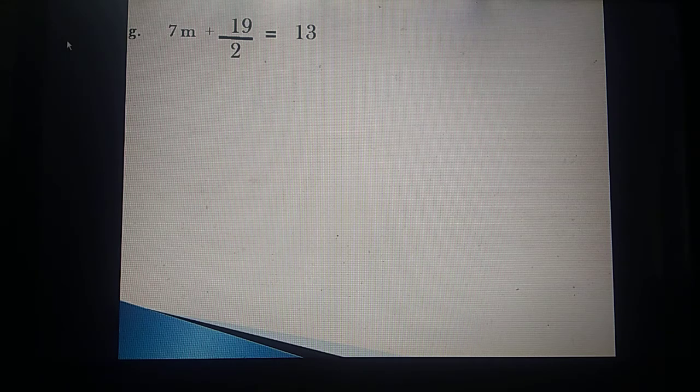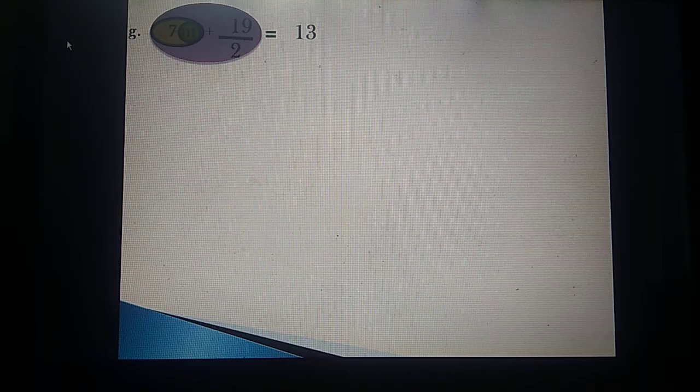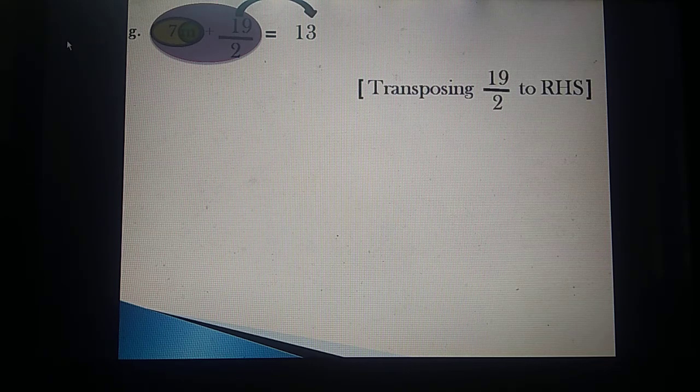Now the next. Again highlight variable, then the coefficient, then the part which is there on the same side. Here the outermost part is plus 19 by 2. So we will transpose it. You will get 7m equals to 13. Along with 13, we will get here minus 19 by 2.